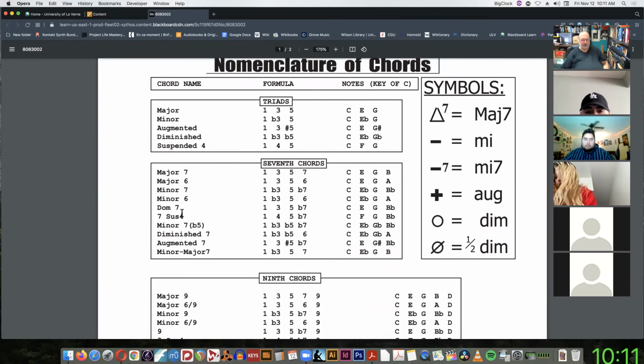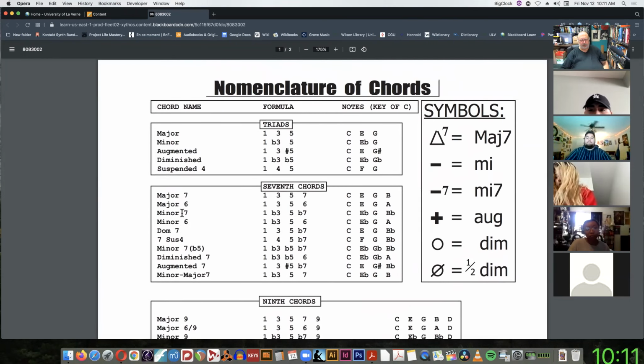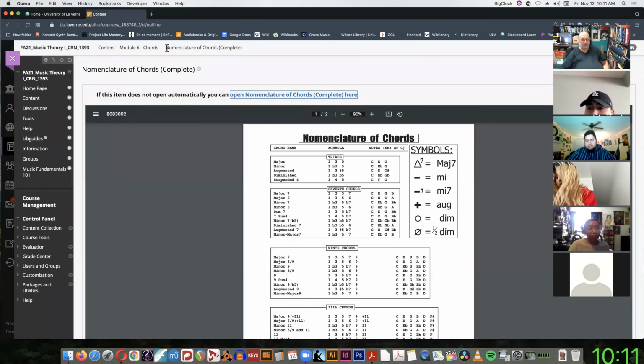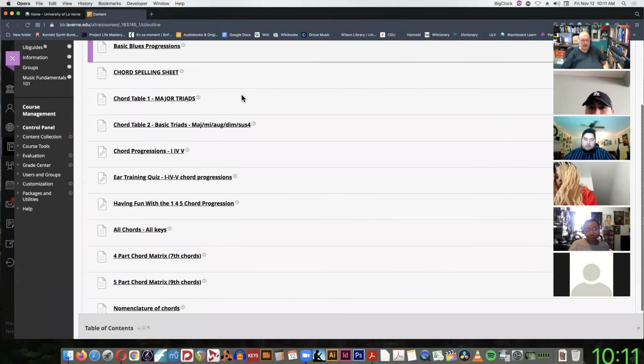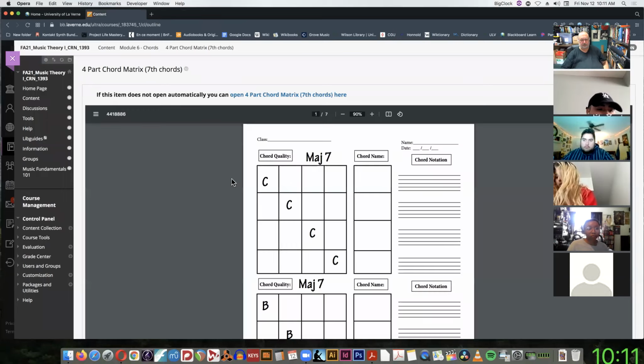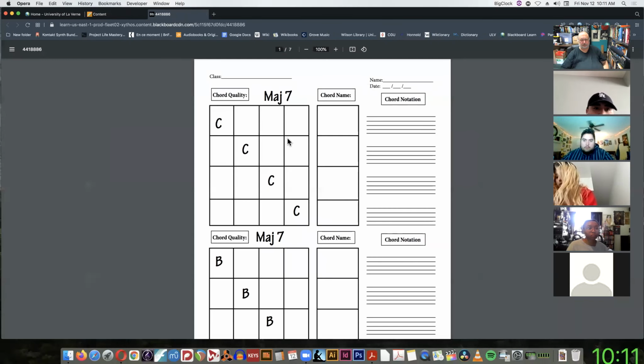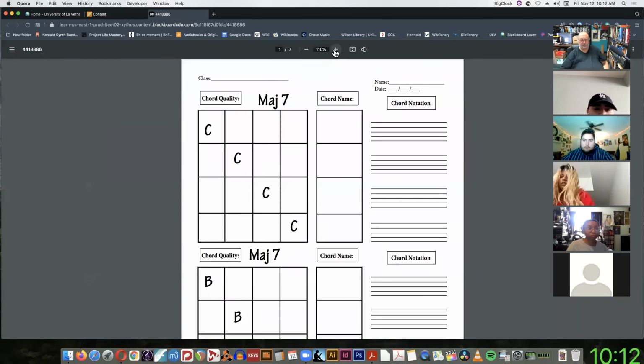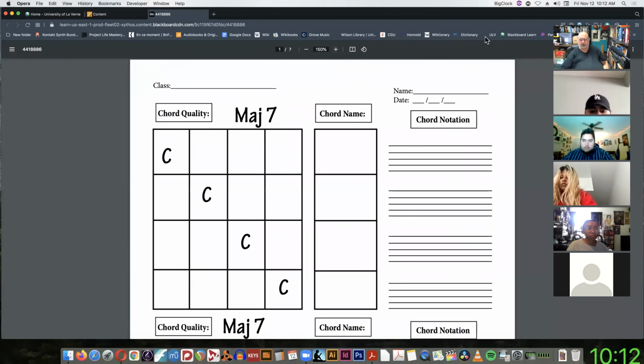So if you guys would be so kind as to download this file and either have it on the screen or preferably print it if you've got a printer. And now we're going to look at this assignment. So we're going to the 4-part chord matrix. So again, here we have our matrix. So we're going to fill out a major 7.